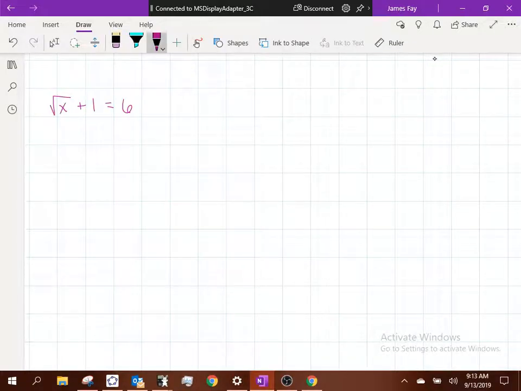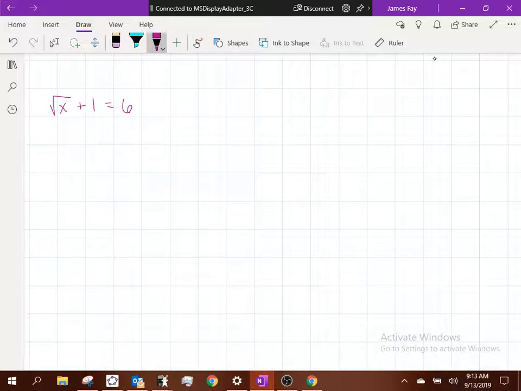Okay, if we have radical x plus 1 is equal to, let's just say 6, and I want to solve for x, the correct approach is obviously to isolate the radical, right? I want to make sure we understand why. Because if we don't, this is what's going to happen. You're going to square this side and square that side.